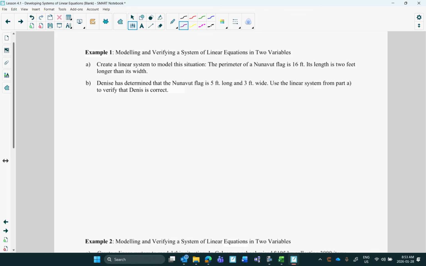So we're asked to create a linear system to model this situation. The perimeter of a Nunavut flag is 16 feet. Its length is 2 feet longer than its width. What are my two unknowns? What are the two things I don't know in this question? Length and width. Doesn't matter which one you call which. I'm just going to do that.